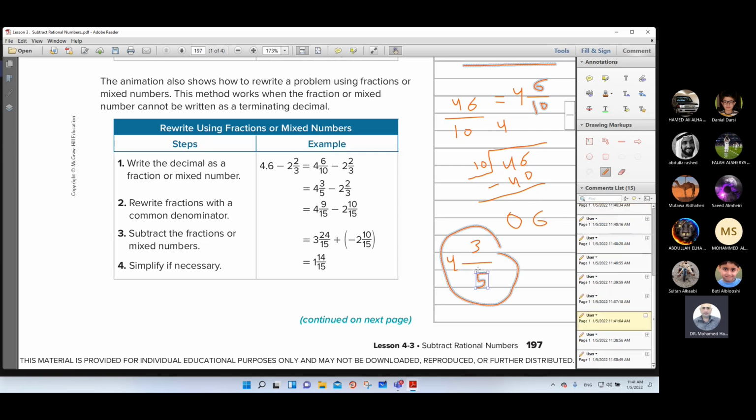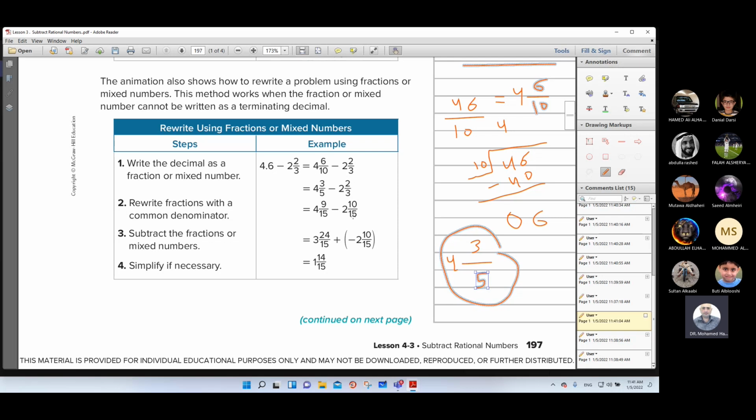So the answer will be 4 and 3 over 5 minus 2 and 2 over 3. We cannot do subtraction between the two mixed numbers because we have different denominators. We must make a common denominator. Take 3 and multiply by 5, and take 5 and multiply by 3. So multiply the first fraction by 3: 3 times 3 is 9, 3 times 5 is 15. And multiply the second by 5: 5 times 2 is 10, and 5 times 3 is 15.